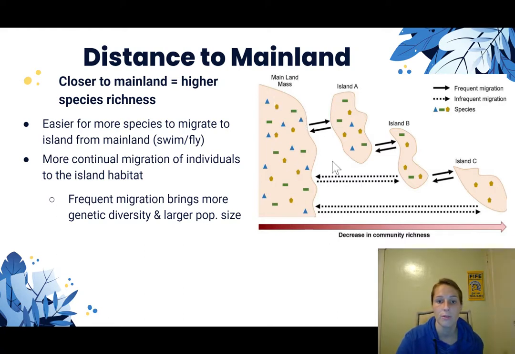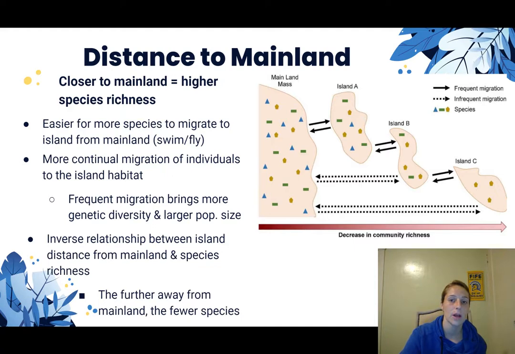So, for example, if we look at this diagram here, you've got your mainland, and the different colors and shapes represent different species. If island A is closest, you're going to have a good amount of them that can either fly or swim to get here. Island B is a bit farther, so maybe some of the species have that range when it comes to flying. Now we go to island C over here. There's only going to be one species that's able to make that entire journey, so island C is going to have not so much species richness. Island A, which is closer to the mainland, is going to have higher species richness.